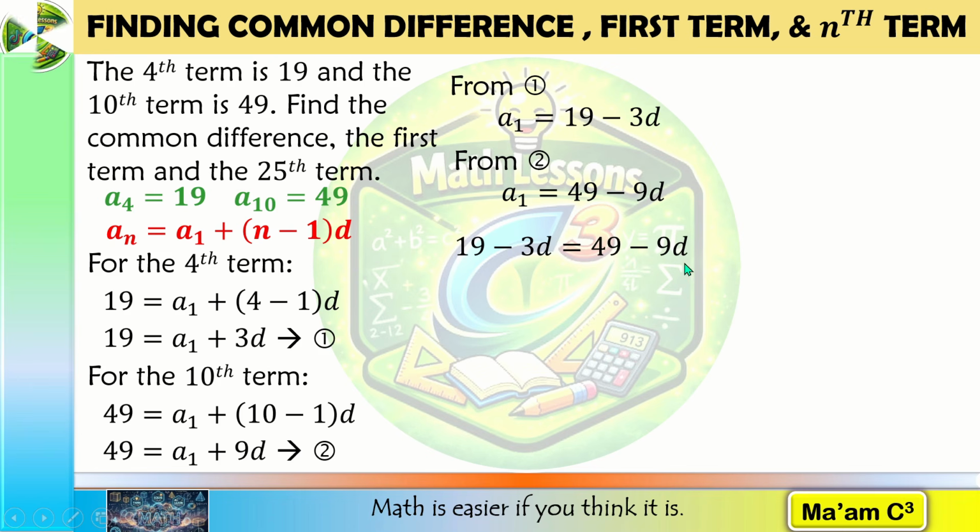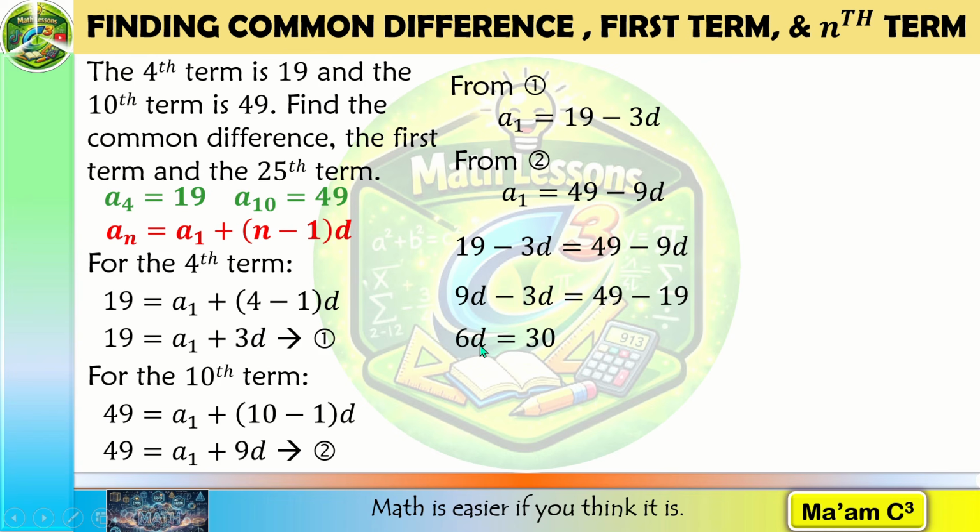Let us combine like terms. Let us move negative 9d to this side and 19 to this side. So this will become positive 9d minus 3d. Then this will become negative 49 minus 19. 9d minus 3d is equal to 6d and 49 minus 19 is equal to 30.